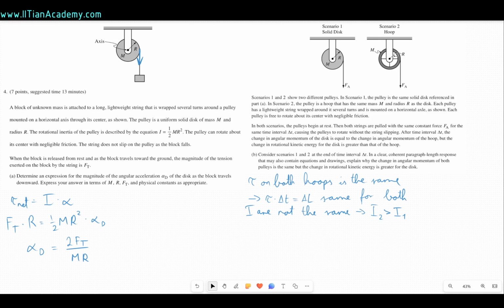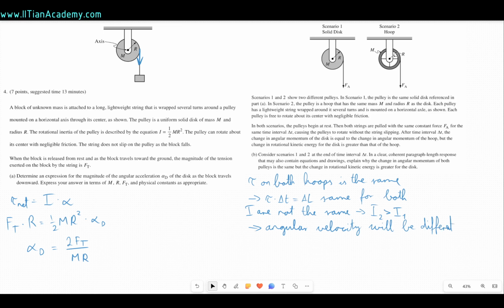So what we can then say is that since their change in angular momentum will be the same, their angular velocity will be different.